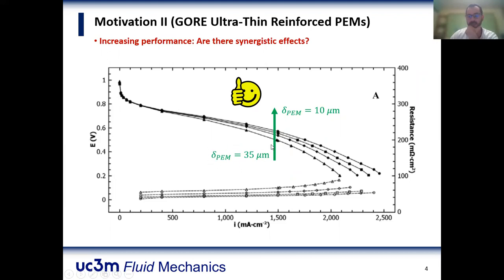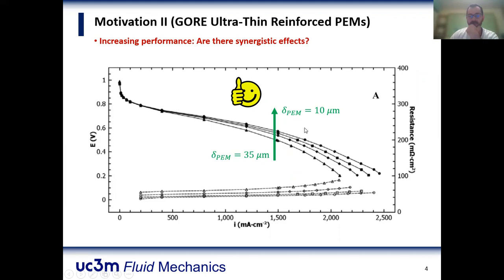As we decrease the thickness of the membrane, there is an improvement in performance. Obviously, there is a decrease in the resistance of the membrane, but also we can see here that we can reach higher limiting current densities.